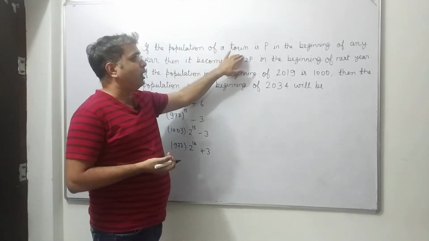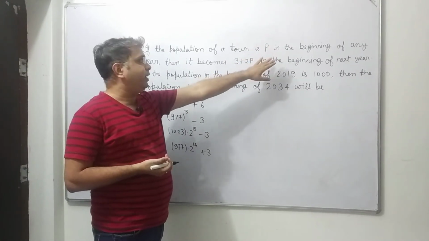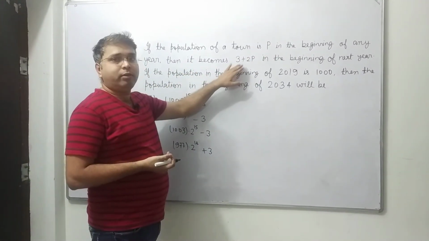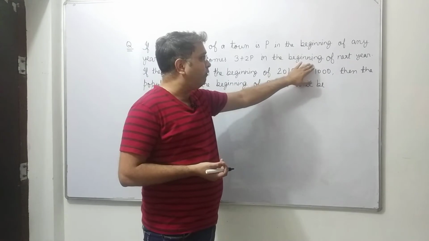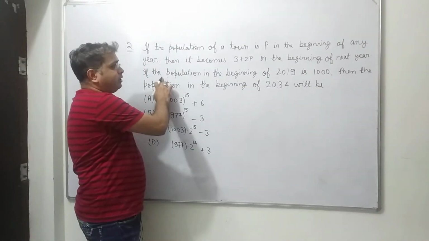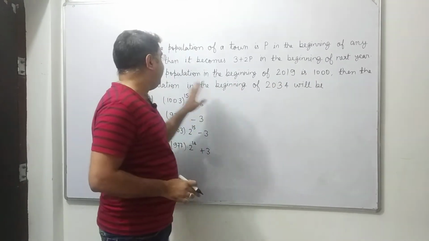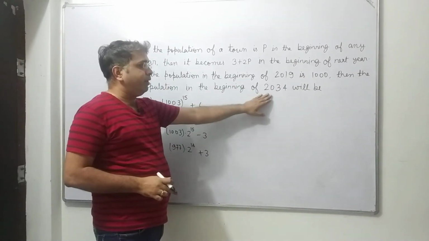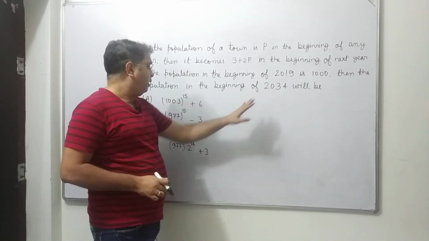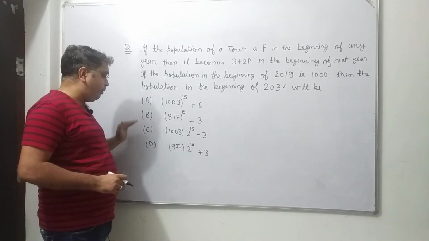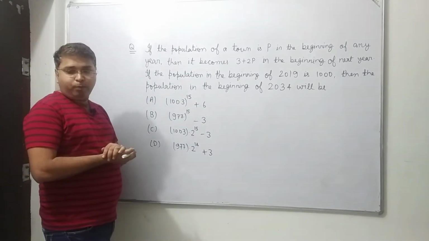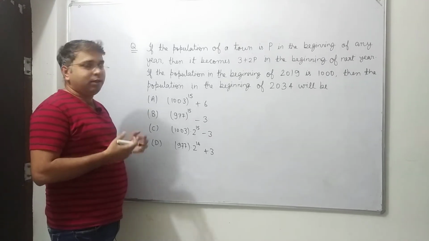The population of a town is P in the beginning of any year, and then it becomes 3 plus 2P in the beginning of the next year. The question says the population in the beginning of 2019 is 1000. Then we have to find the population in the beginning of 2034, and we have the given options A, B, C, D. So we have to see how to solve the question.